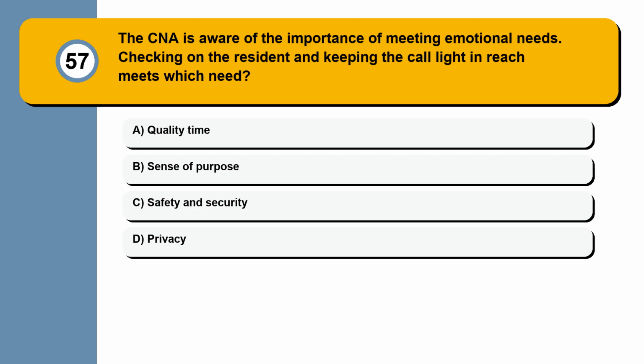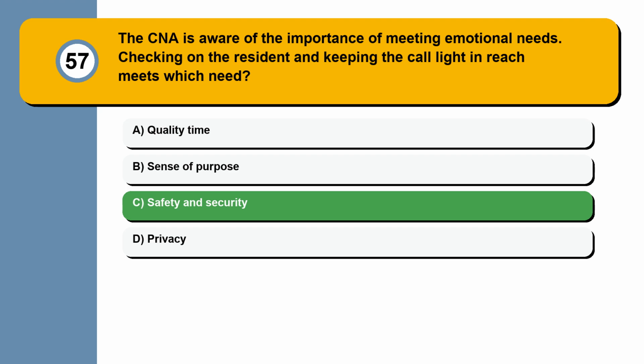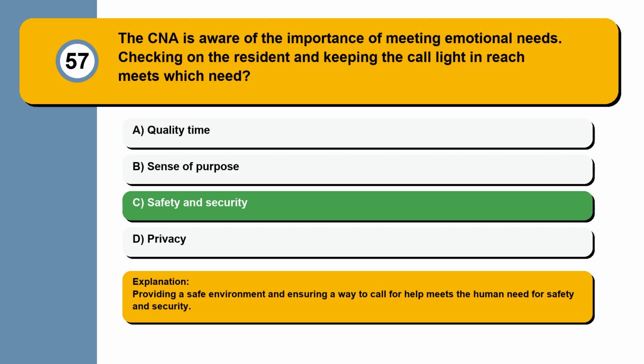Question 57. The CNA is aware of the importance of meeting emotional needs. Checking on the resident and keeping the call light within reach meets which need: quality time, sense of purpose, safety and security, privacy. Providing a safe environment and ensuring a way to call for help meets the human need for safety and security.